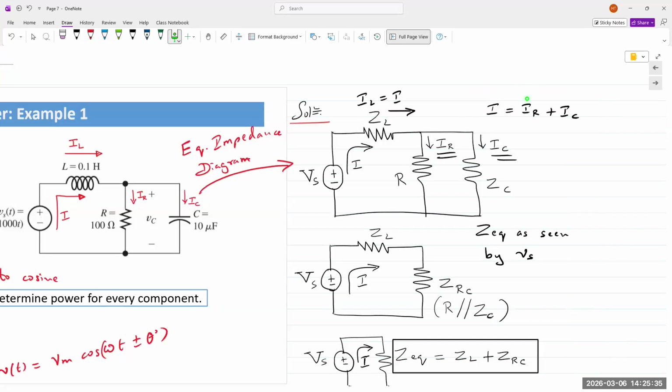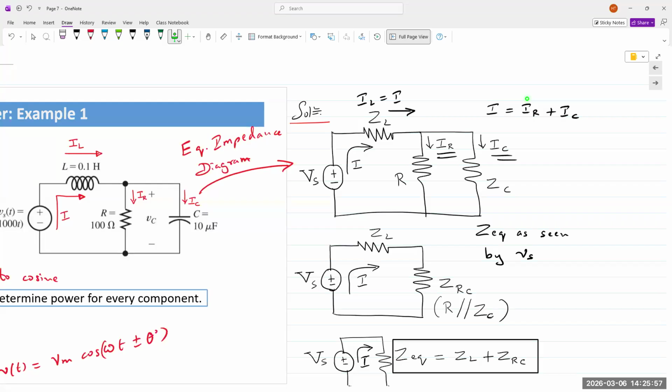So there are many avenues we can use to determine the current. We can apply series-parallel equivalent analysis, meaning finding one single ZEQ, apply Ohm's law, and then expand the circuit. Or we can apply voltage division, or we can apply current division. Any one of those is fine, whatever you choose.